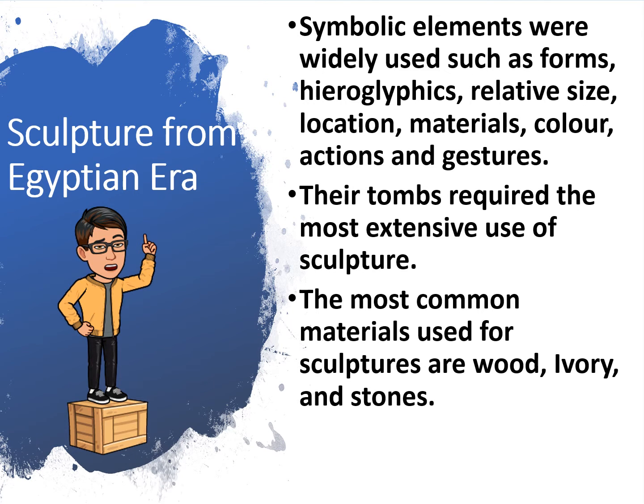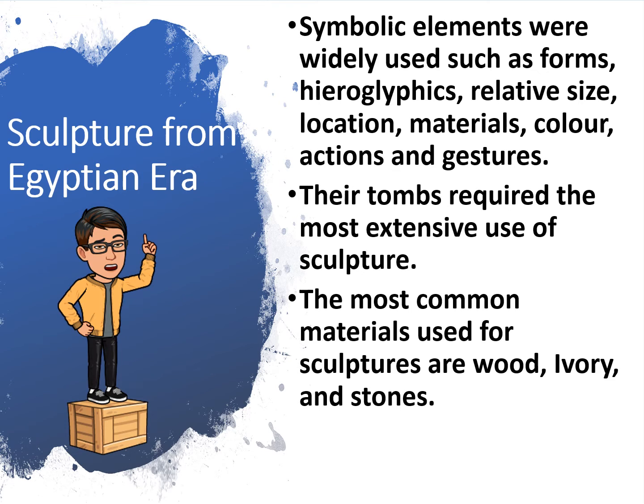Okay, next, sculptures from Egyptian era. So from prehistoric, we move to sculpture from the Egyptian era. So symbolic elements were widely used, such as forms, hieroglyphics, relative size, location, materials, color, actions, and gestures.